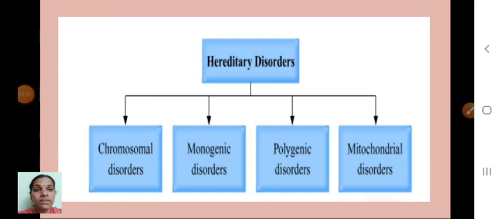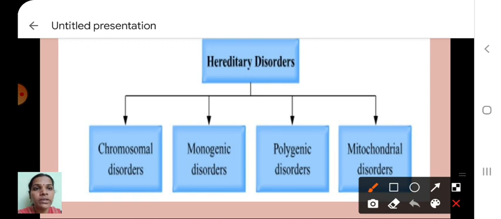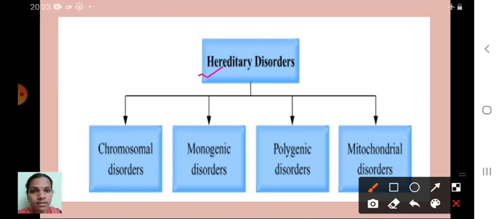Next, we will see about genetic disorders. They are classified into 4 types, that is, hereditary disorders. The first one is chromosomal disorders, then monogenic disorders, polygenic disorders, and mitochondrial disorders. There are 4 types. All these types we will study now. Can you say once again with me? Chromosomal disorders, monogenic disorders, polygenic disorders and mitochondrial disorders. We will see them one by one.